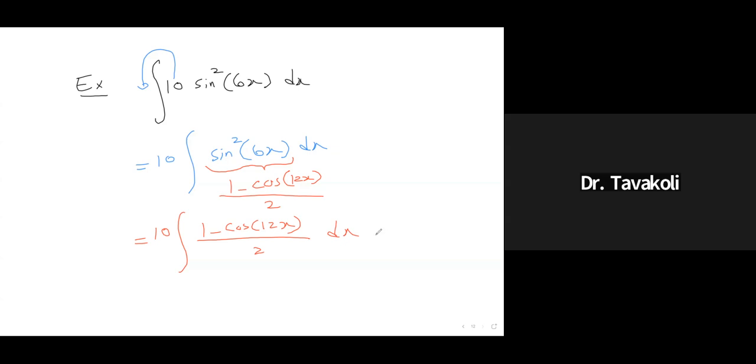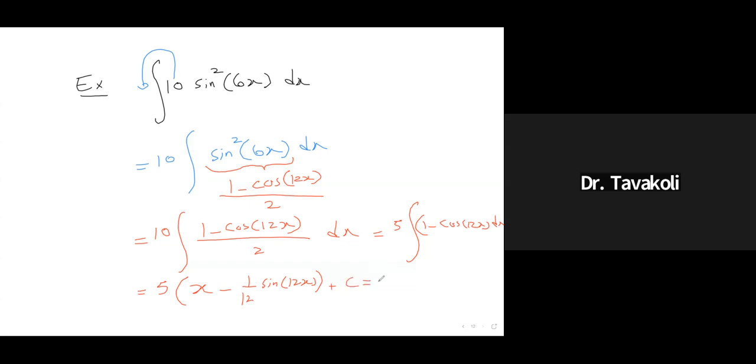That over 2 is like 1/2 coming out of the integral. So 10 over 2 makes it a 5. Integral of 1 minus cosine of 12x dx. So 5 times antiderivative of 1 is x. Antiderivative of cosine of 12x. Do you remember antiderivative of cosine of kx? It's 1 over k sine of kx. So this is going to be 1/12 sine of 12x, and then plus c.